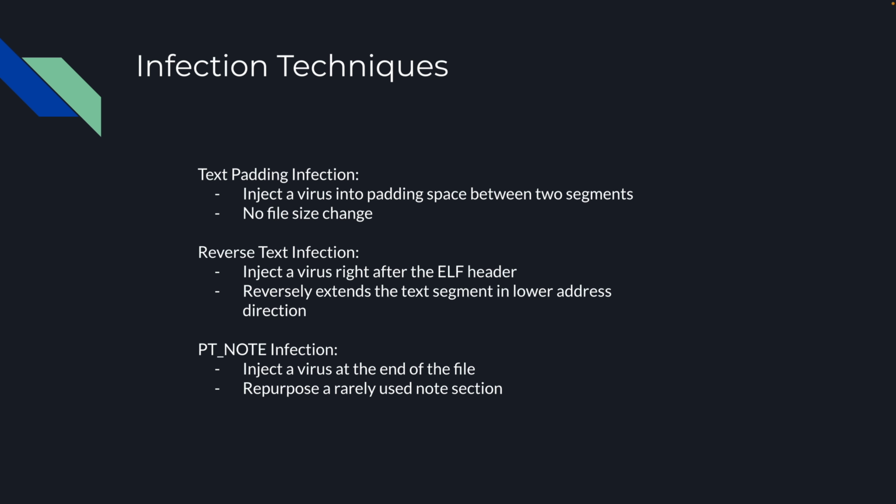The reverse text infection exploits the fact that the executable segment's start address for non-PIEs is usually fixed. The memory before this address is not used, and we reversely extend the segment to accommodate our virus.